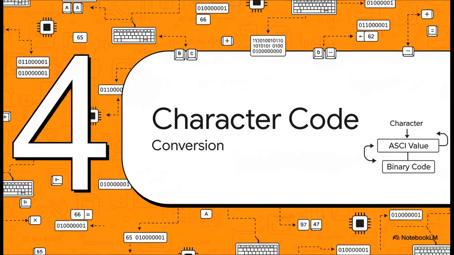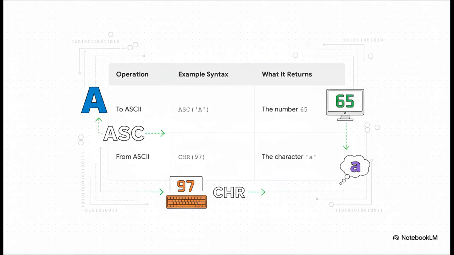Our final tool is a bit more technical, you could say, but it's just as important. Sometimes you don't want to work with the character itself. Instead, you need to work with its secret code number, which is known as its ASCII value. Now this might seem a little abstract, but it's actually really powerful. The ASC function takes a character and spits out its number code. So ASC of A gives you 65. And CHR does the exact opposite. You give it a number, and it gives you back the character. So CHR of 97 gives you a lowercase a. This is super important for stuff like character arithmetic or checking if a character is in a certain range.